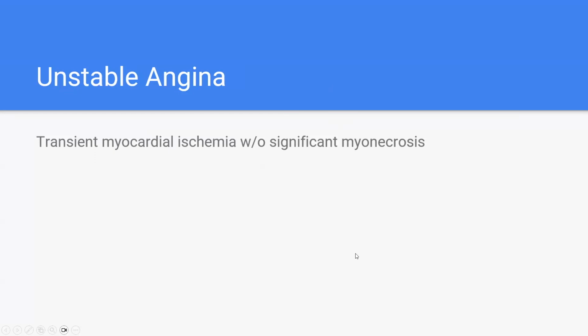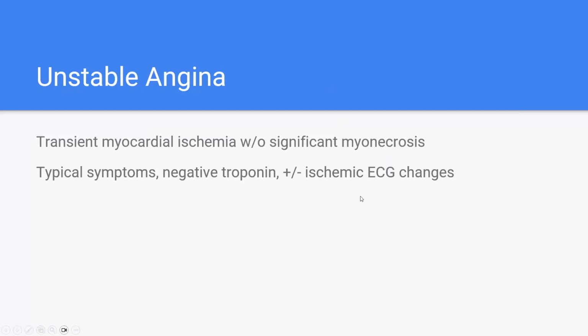This seems out of order, but unstable angina, let's see. With unstable angina, we typically have just transient myocardial ischemia without significant breakdown of the heart muscle. Like we said, you have your typical symptoms where your troponin is negative and you may or may not have ECG changes.